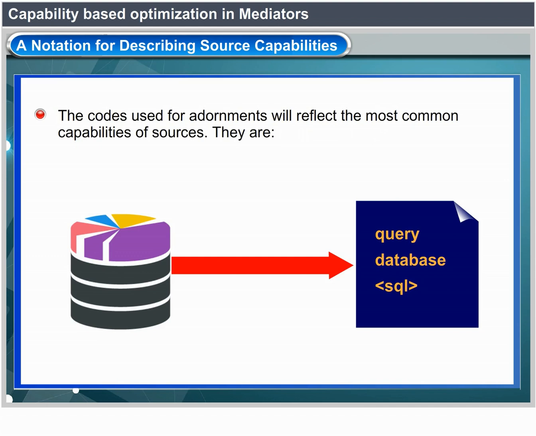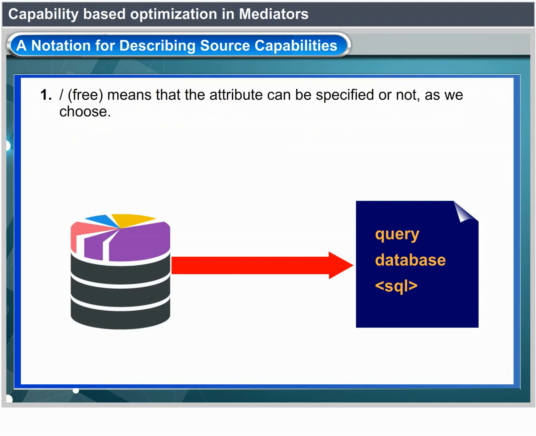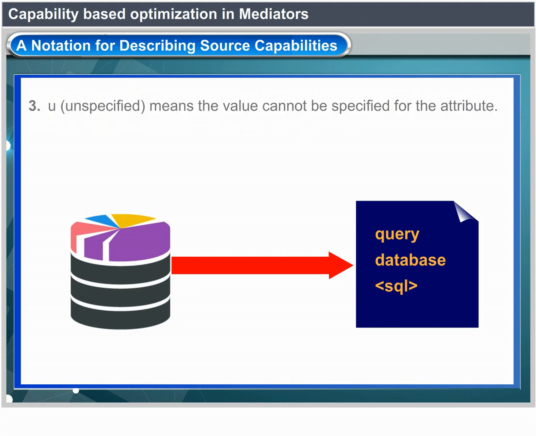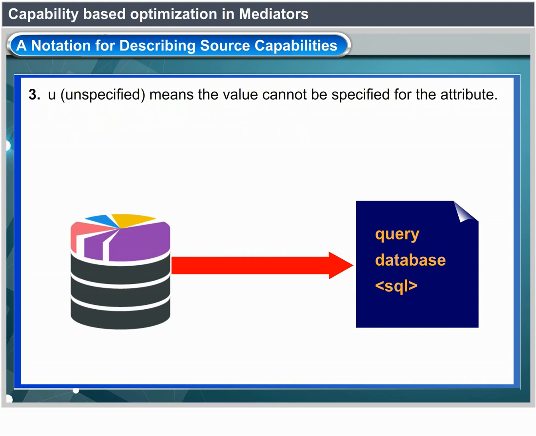They are: Number 1. free means that the attribute can be specified or not as we choose. Number 2. bound means that we must specify a value for the attribute, but any value is allowed. Number 3. unspecified means that we are not permitted to specify a value for the attribute.